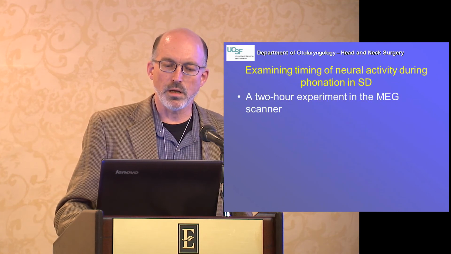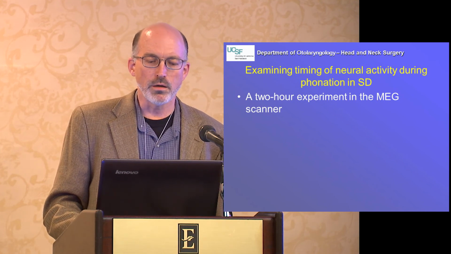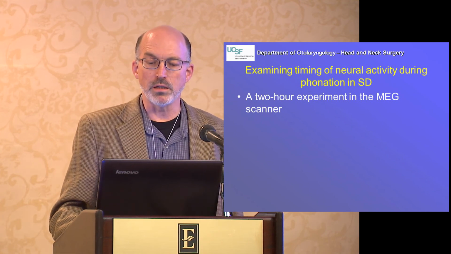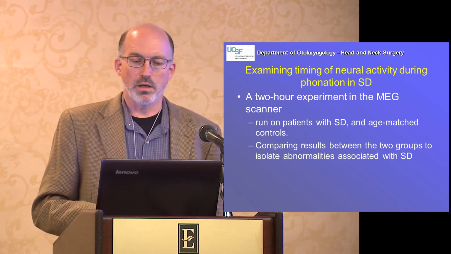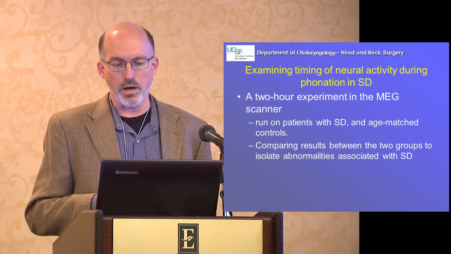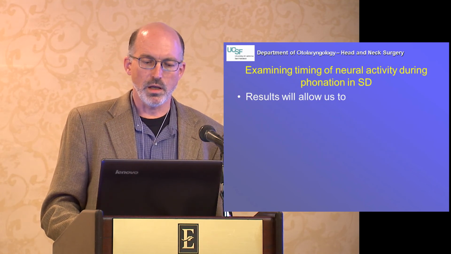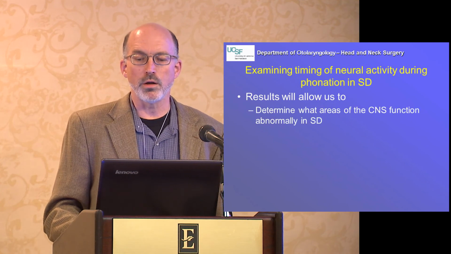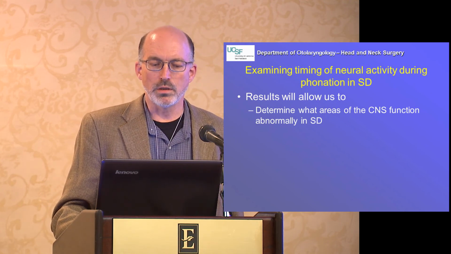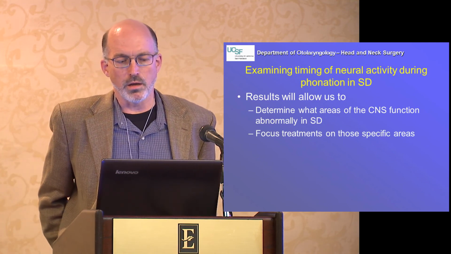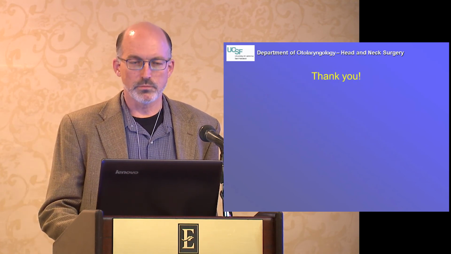So to sum up, this experiment is generally a 2-hour experiment in the MEG scanner, which will run on patients with SD and age-matched controls, comparing results between the groups, as I've just described in these past diagrams, to isolate abnormalities associated with spasmodic dysphonia. And the results will allow us to determine what areas of the CNS hopefully function abnormally in spasmodic dysphonia, which, as Mark alluded to earlier, should allow us to develop focused treatments that are directed specifically to those areas. So, thank you.